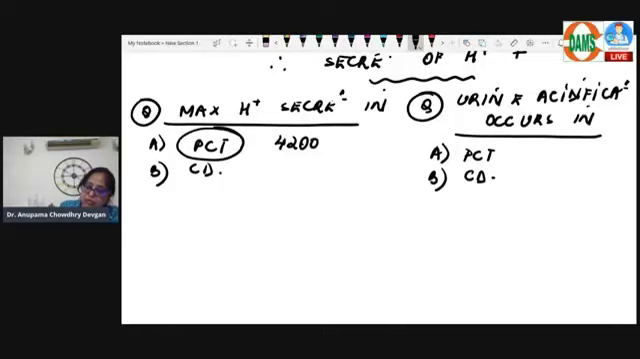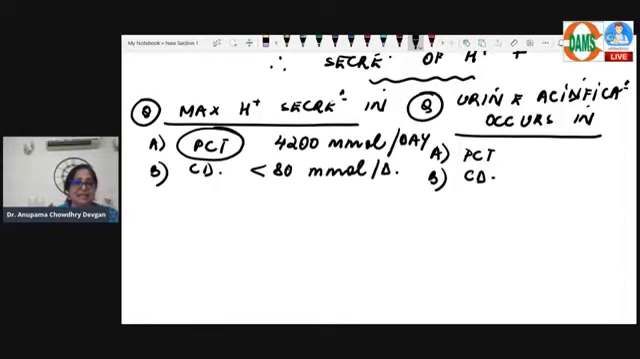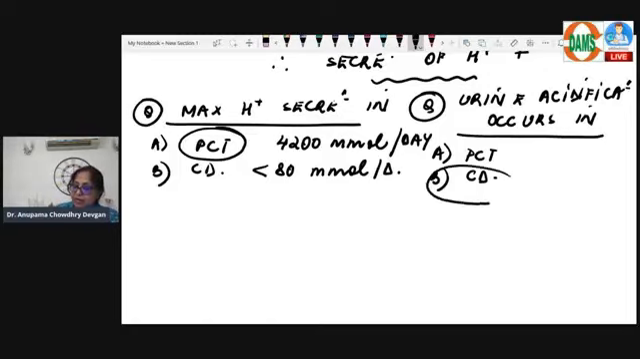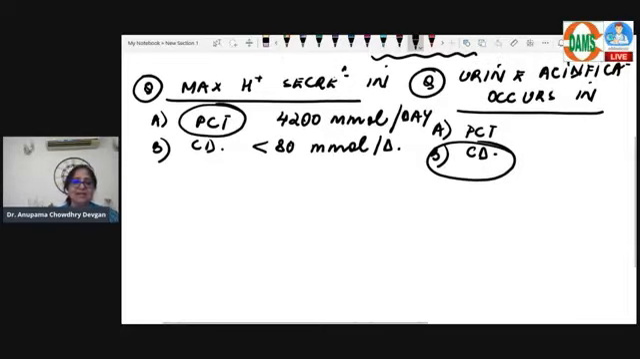Almost 4,200 millimoles of H plus is secreted per day in the PCT. In the collecting duct, less than 80 millimoles of H plus is secreted per day. So maximum H plus is secreted in the PCT, but the urine acidification occurs in the collecting duct. There is no acidification in the PCT in spite of a huge amount of H plus secretion.